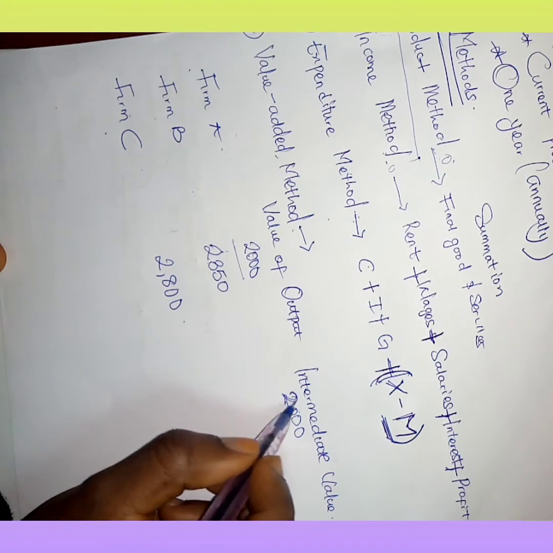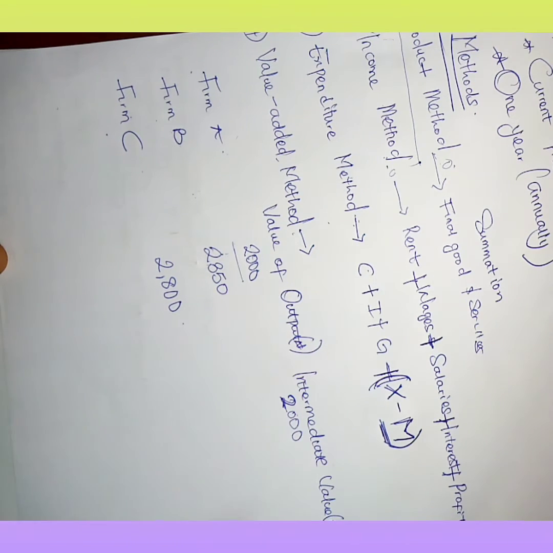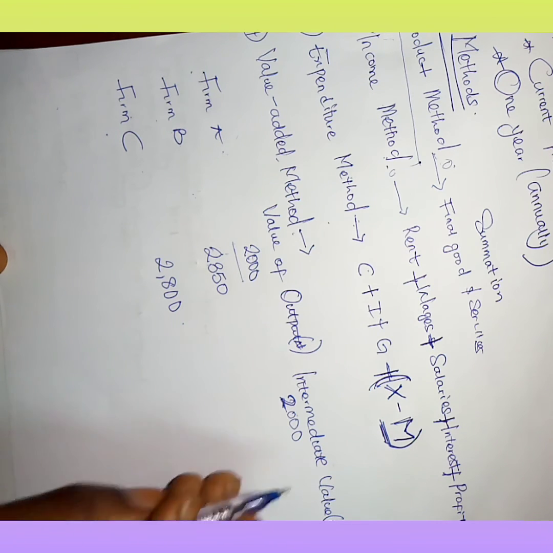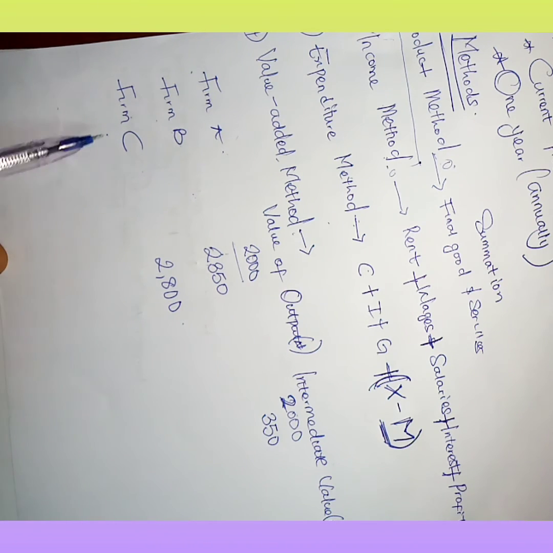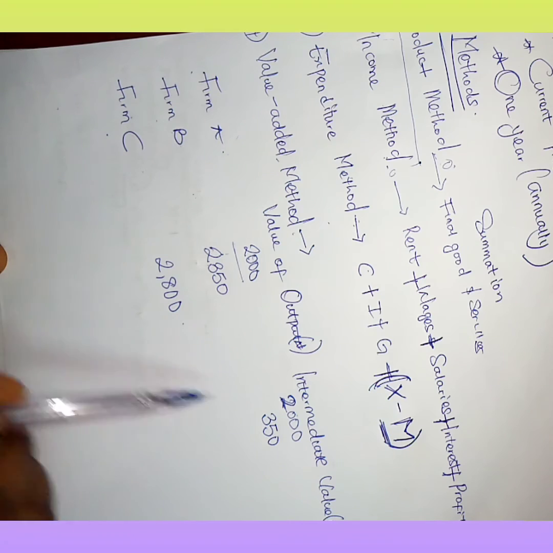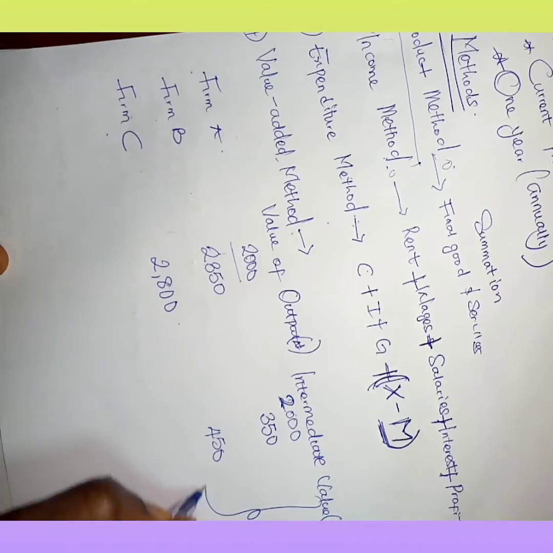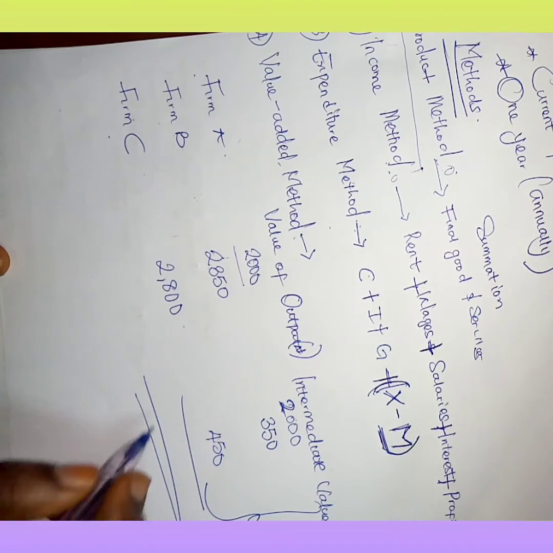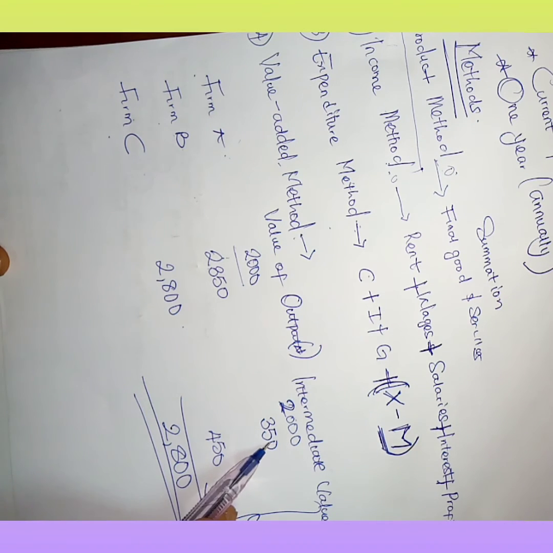Now we can say that the intermediate value here is simply 2,000 naira, because that's just the initial value added to the cloth. Then after that, there was an additional value by firm B, and the additional value was 350 naira. And firm C added a value of 450. Now if we sum up all of these intermediate values, then we'll arrive at 2,800. That will be 2,000 plus 350, 2,350, plus 450, 2,800.